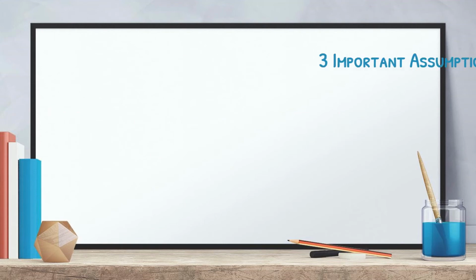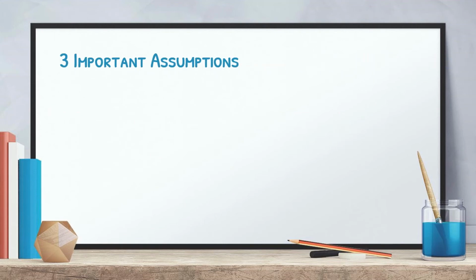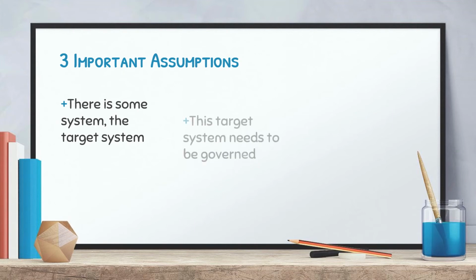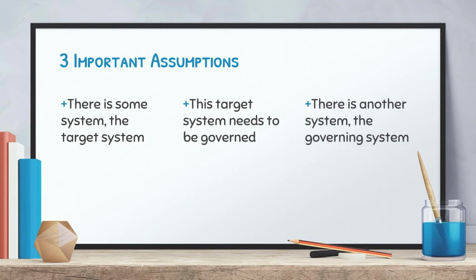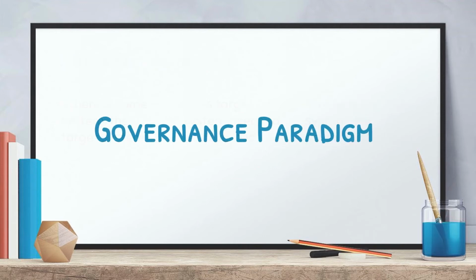In governance paradigm, there are three assumptions. The first one is we have a target system. The target system interacts with its environment. The next one, the target system needs to be governed. And the third one, we have the governing system. So this governing system does the actual governing of the process within the enterprise.